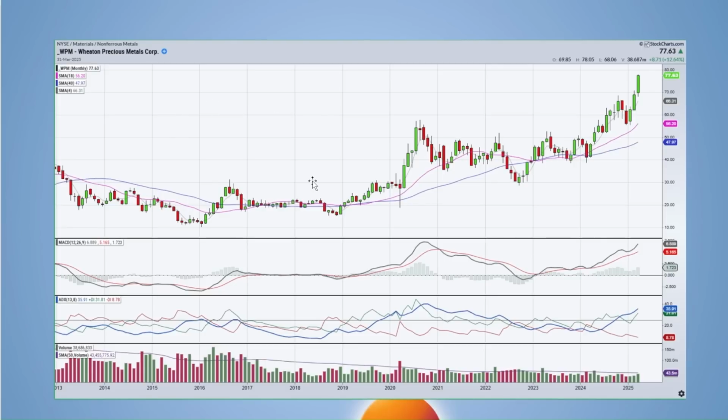And then look at something like WPM. Now, this is more recent. It's played with silver. It is a low ADX on the monthly chart. Yeah, only a couple of years, but on a monthly chart, that still means we've got some upside potential. So be on the lookout for this.